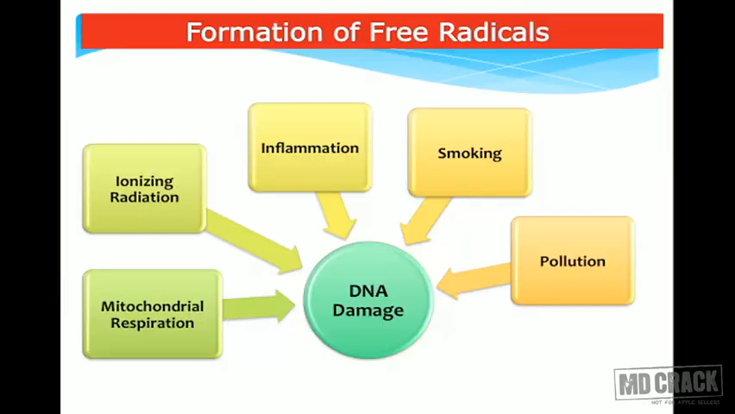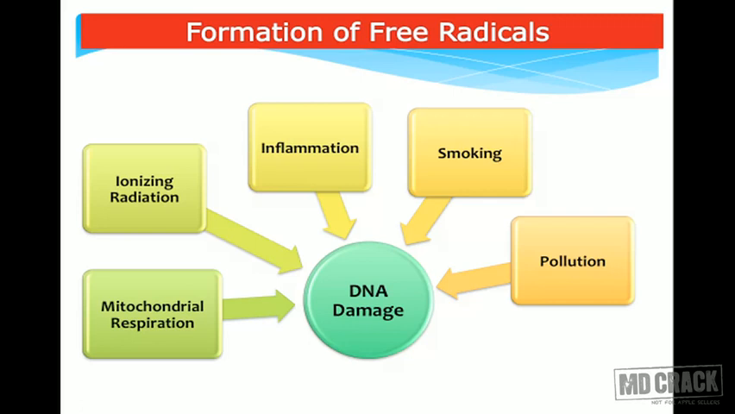inside the body. So a variety of things will cause the formation of free radicals, like ionizing radiation, the unavoidable mitochondrial respiration, and certain things like onset of inflammation, like acute inflammation. The acute inflammatory cells like neutrophils are themselves an important source of production of more and more free radicals.